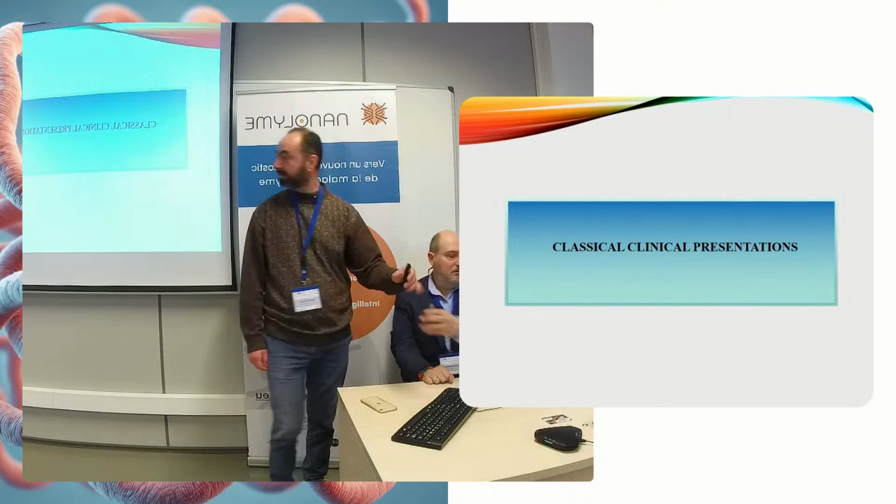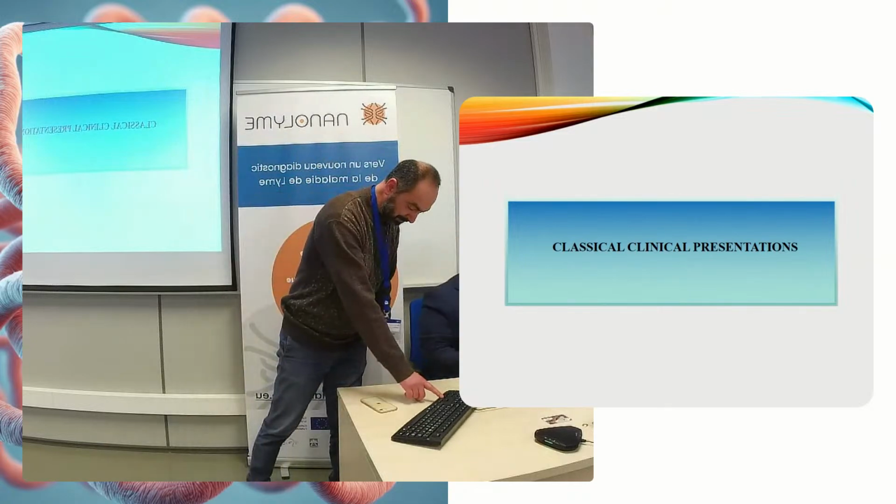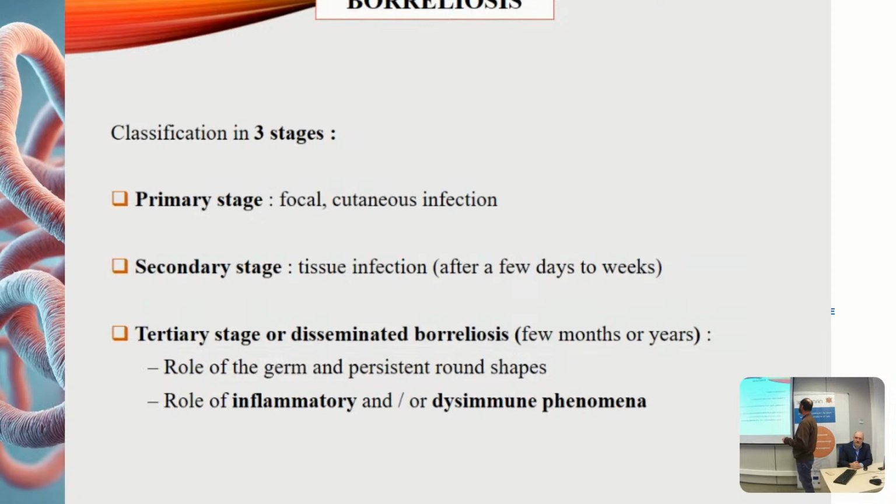So for the presentation, you see there are 3 stages, as Christophe showed us. The first stage is only in the cutaneous localization, and after, if there is a dissemination, we pass on to the second stage, and after about more years, if there are no antibiotic treatments, we can pass to a late stage.